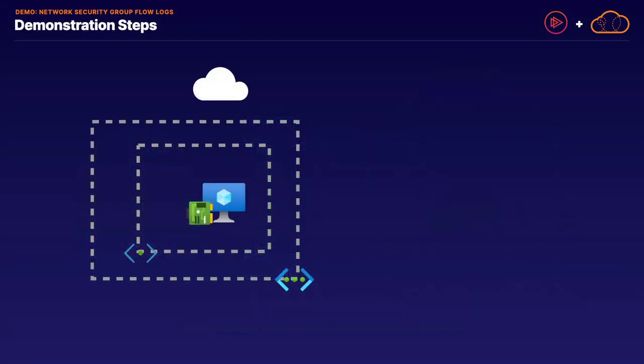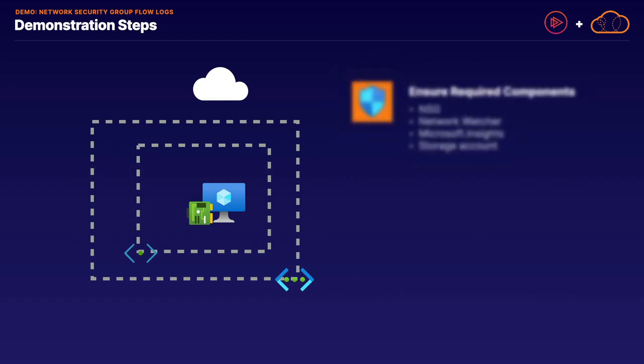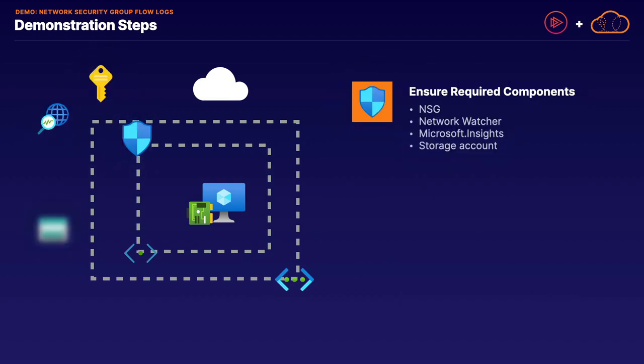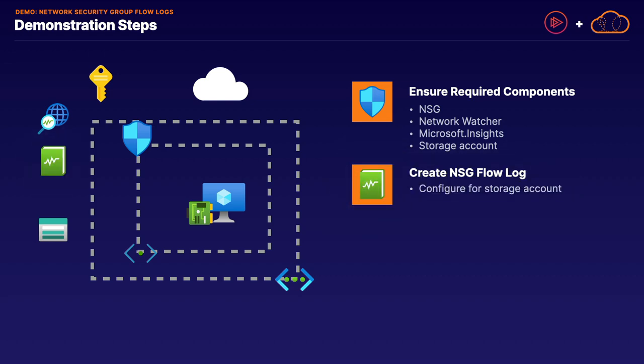Now, as we go through this, the demo steps that we're going to start off with are first ensuring the required components: our NSG, our Network Watcher, Microsoft.Insights, and a storage account. Once we've ensured those required components, we're going to move into creating an NSG flow log and configuring it for a storage account so that it will send those logs and all the traffic that's going through the NSG into the NSG flow logs storage account.